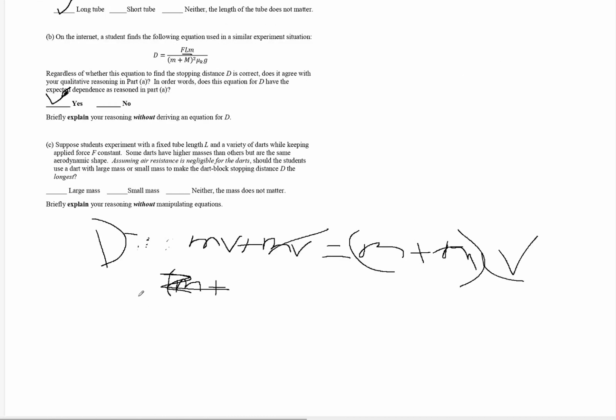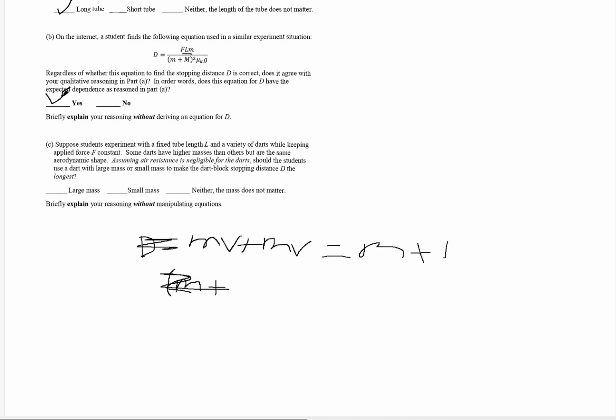Right. For part C, give me a second. So part C: suppose students experiment with a fixed tube length L and a variety of darts, while the applied force F is constant. Some darts have higher masses than others, but are the same aerodynamic shape. Assuming air resistance is negligible for the darts, should the students use a dart with a large mass or small mass to make the dart block stopping distance D the longest?